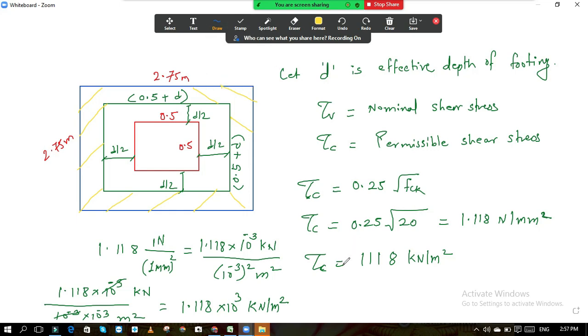So again the basic formula. Now I want to calculate the shear force. I know the permissible stress. Now I want to calculate the shear force. So how do we calculate the force?